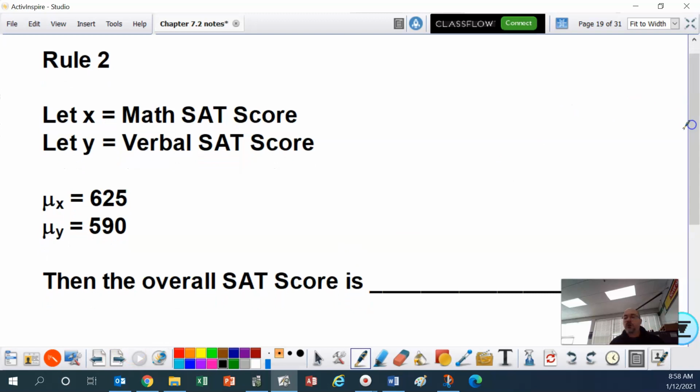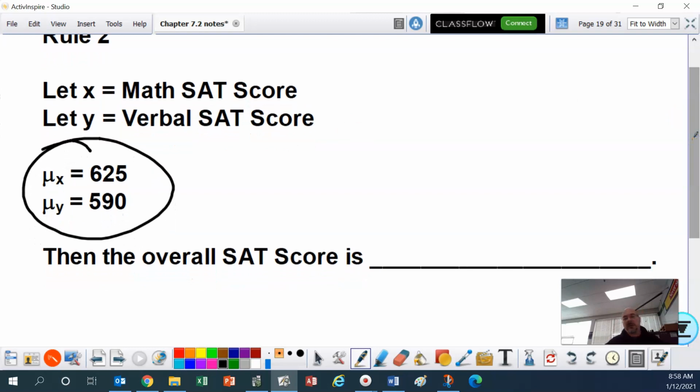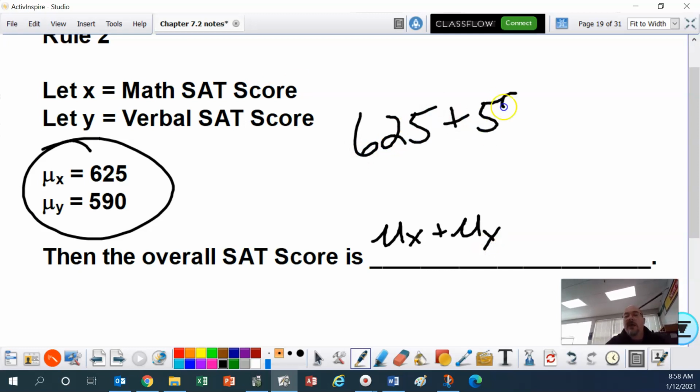Rule number 2. Let's say X represents the mean math SAT score and Y represents the mean verbal SAT score. Then what's the overall score? All this is saying, ladies and gentlemen, is that this is a super easy rule. All you do is add them together. You take the mean of X plus the mean, or expected value, of Y and add them together. So 625 plus 590.